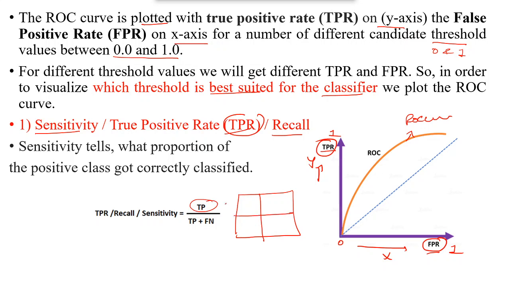Here this is negative, positive, negative, positive. Here I am considering the predicted values, and here I am considering the actual values. So this is true negative, this is false positive, false negative, and this is the true positive. So TPR means TP by TP plus FN. This is the formula.